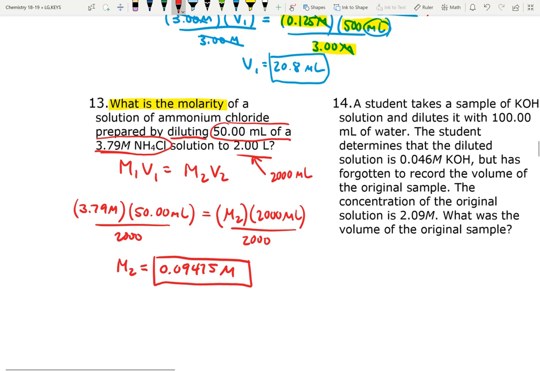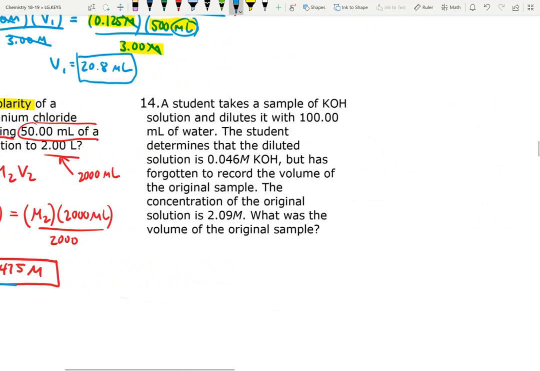We started out with a concentration here of 3.79 moles per liter. And we took it all the way from 50 milliliters to 2,000. That's a dramatic decrease in concentration. Think about how much that would be watering it down. And so the concentration went from 3.79 all the way down to 0.094. That's a big drop off in terms of concentration. And it makes sense because we're diluting it down with a lot of water. Okay.